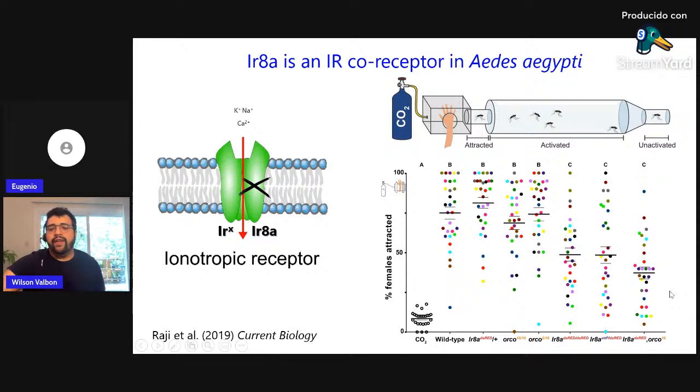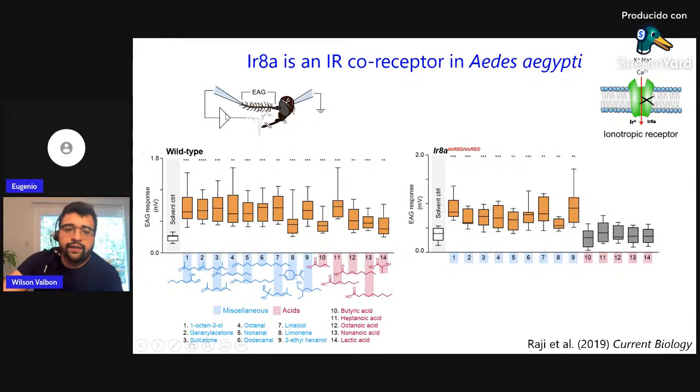Okay, so they also used EAG, as I mentioned before. They tested several compounds, a miscellaneous set of different types of compounds in wild type mosquito, and they also tested a second group of compounds that are acidic volatiles. So here in pinkish. The wild type responds very well to all of these compounds. However, when they tried the IR mutant mosquito, they responded very well to these miscellaneous compounds over here. However, the response to acidic volatiles was reduced. Look, in gray, it was reduced when you compare with wild type.